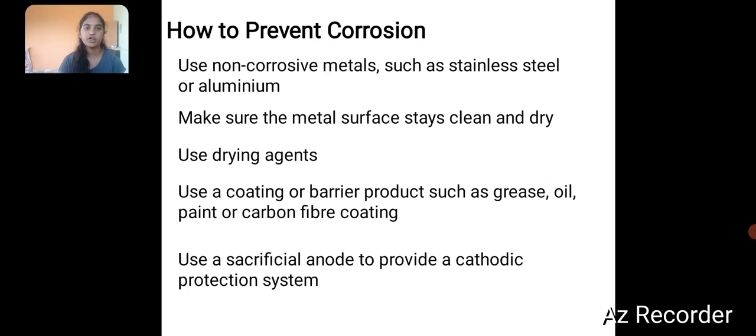How to prevent corrosion? To avoid corrosion, we can follow these steps. Use non-corrosive metals such as stainless steel or aluminium. Make sure the metal surface stays clean and dry. Use drying agents. Use coating or barrier products such as grease, oil, paint, or carbon fiber coating. Use a sacrificial anode to provide cathodic protection.